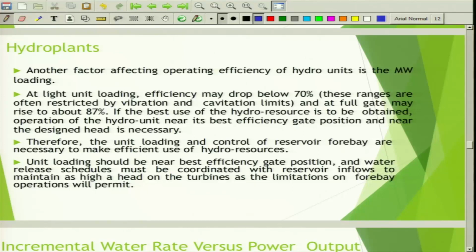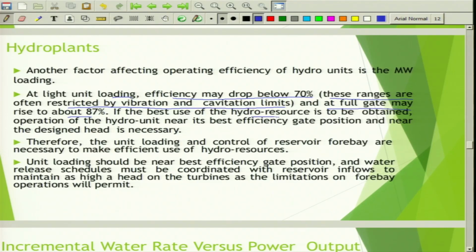Similarly, a hydropower plant has its own optimum design based on the height and the gate efficiency. There are so many things which are considered here, and the loading capacity, what is the rated loading at which the efficiency could be higher, all these things are considered. Now at light unit loading, the efficiency may drop below 70% also, right. These ranges are often restricted by vibration and cavitation limits, and at full gate may rise up to 87%. See the difference from 70 to 87%.